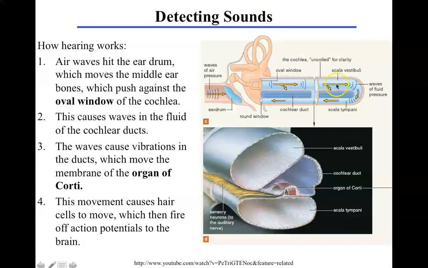The waves of fluid are going to move through the cochlea, and they're going to move this membrane called the organ of Corti. And on this organ are little hair cells, and the hair cells are going to wiggle. The wiggling is caused by the movement of the fluid, and the wiggling of the hair cells causes them to send signals, nervous signals, to the brain.